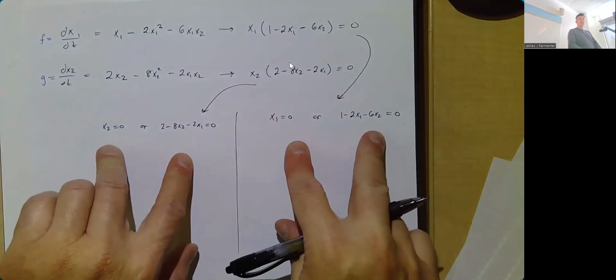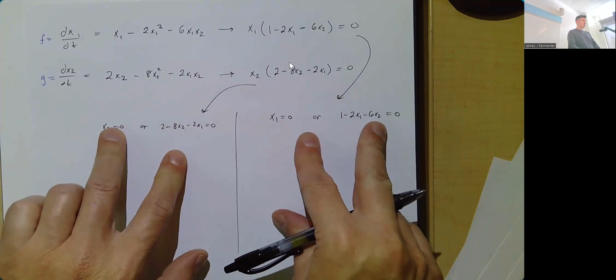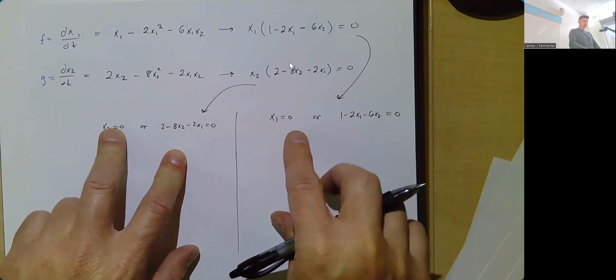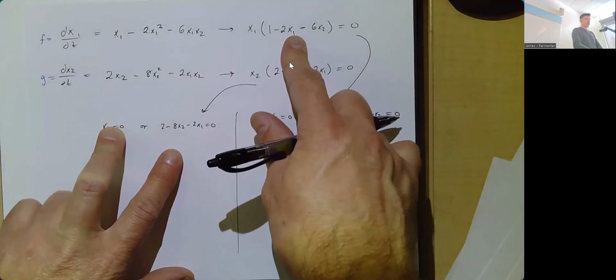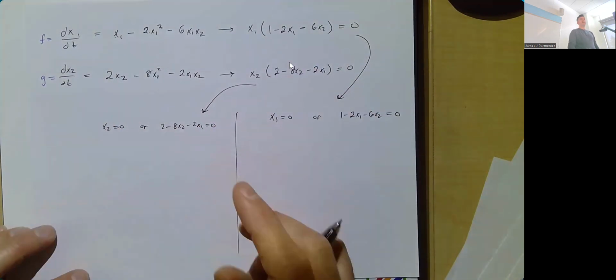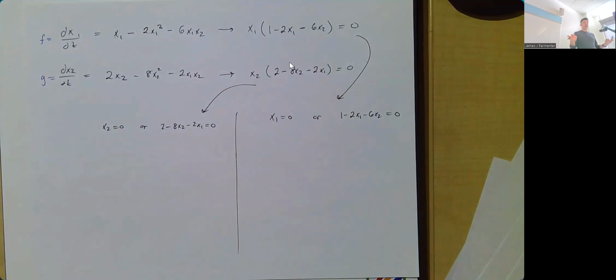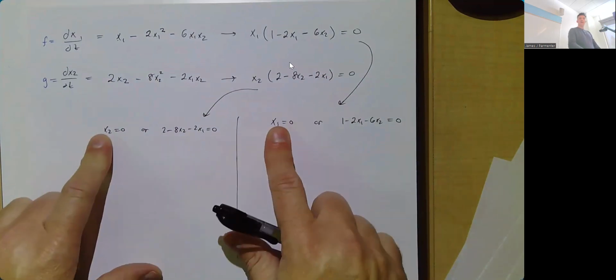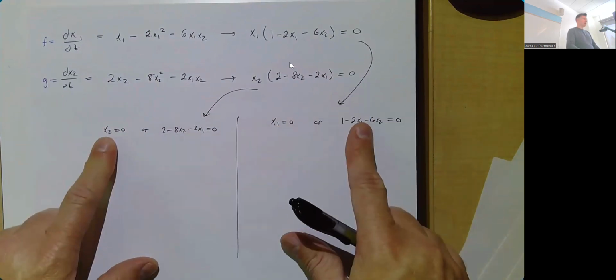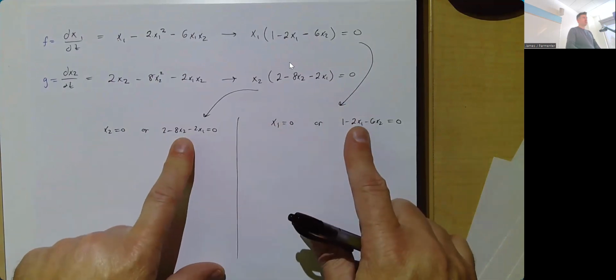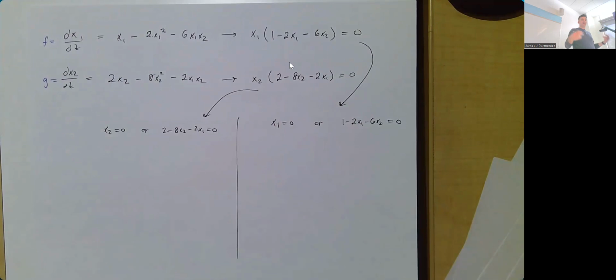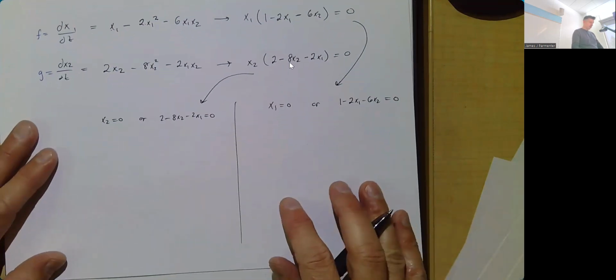For each of these equations, one of these two things has to be true. Because as long as that's equal to 0 or that's equal to 0, the whole first part will multiply to 0. Same deal over here. So we have essentially 4 pairings. We can either do these two together, or these two, or these two, or these two. Any choice of one from here and one from there will get us both equations equal to 0. So let's look at the easy one first.